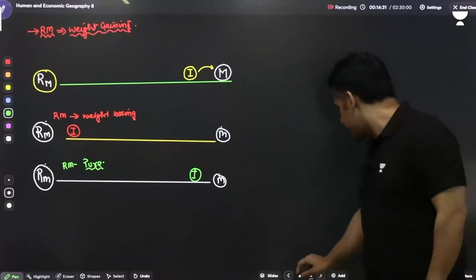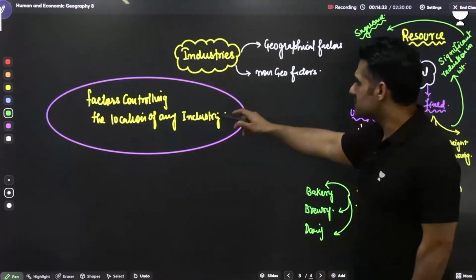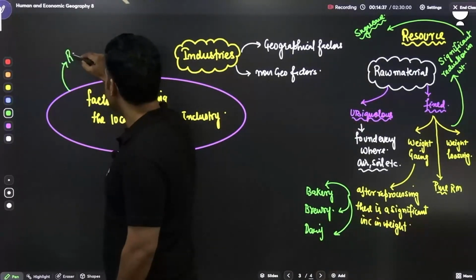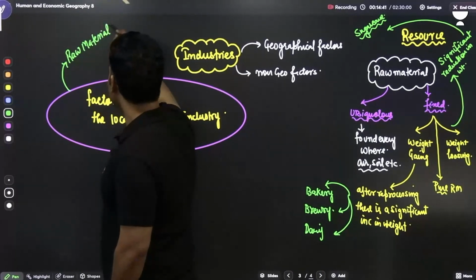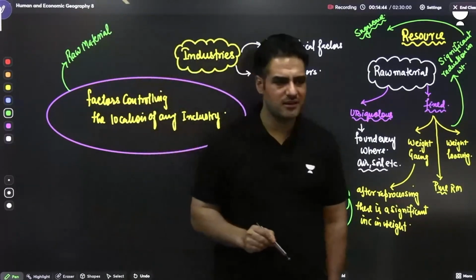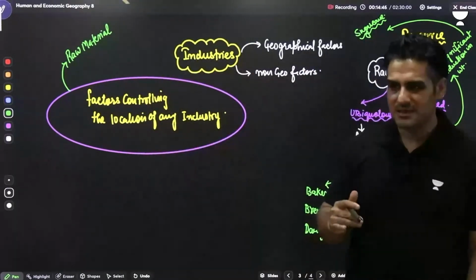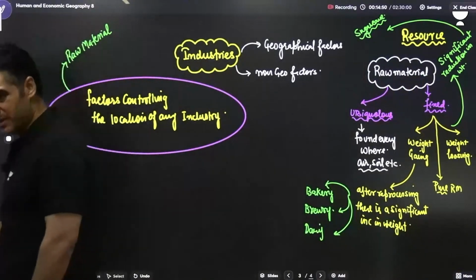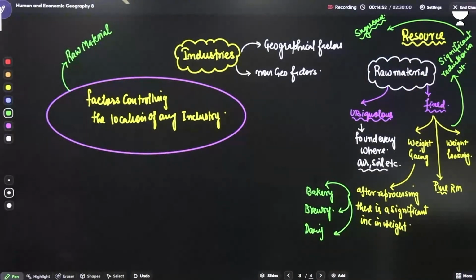So when I was discussing with you factors controlling the location of industry, raw material: if you read books, it is generally given that wherever you have raw material, industry will be located there. But you can add one statement, it depends upon the nature of the raw material, whether the raw material is weight gaining, weight losing or pure. Am I clear with this?